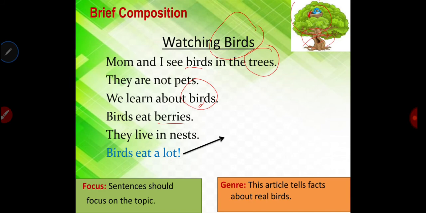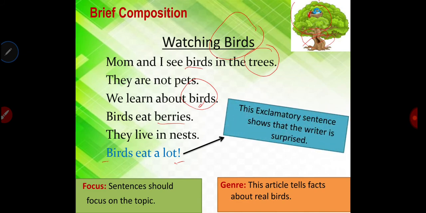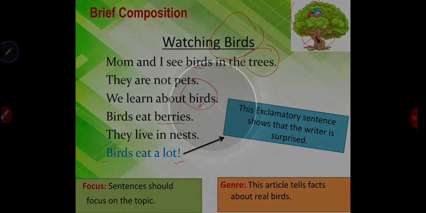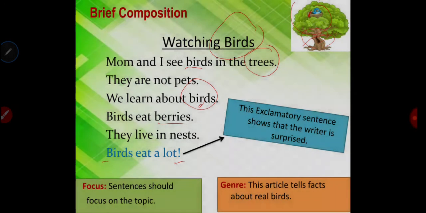So as you can see, look at the arrow. Birds eat a lot! So how does it start the sentence and how does it end the sentence? As you can see, it starts with a capital letter and it ends with an exclamation mark. Therefore, this is an exclamatory sentence. Yeah? So it shows that the writer is surprised.